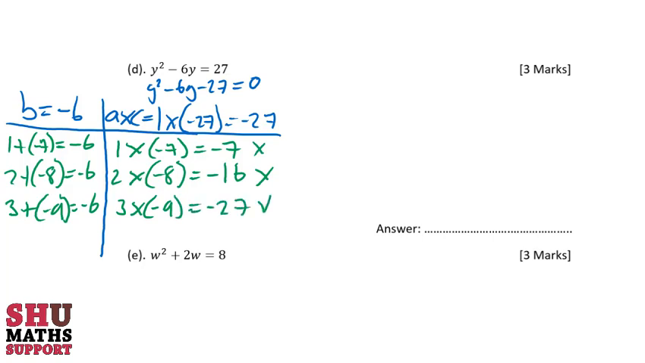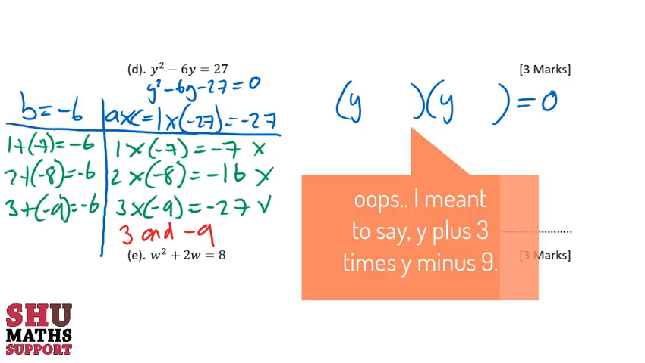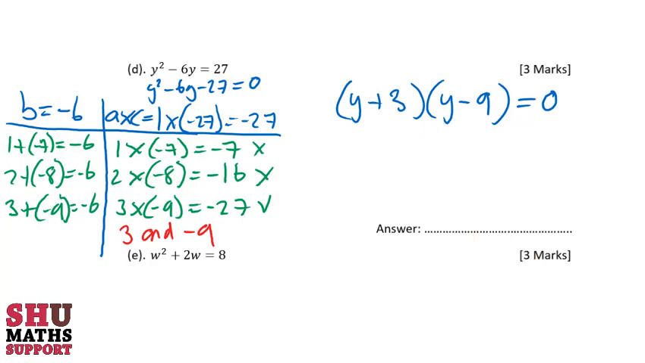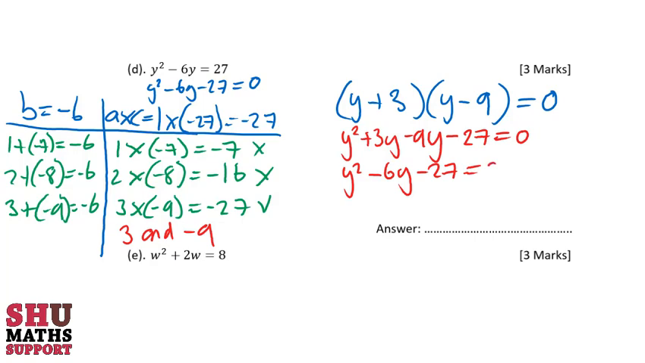Now we set up our double brackets. A is equal to 1 in this example, so we don't need to worry about placing anything outside the brackets. We'll just have y plus 3 and y minus 9 is equal to 0, and then we'll do a quick check to make sure that these are correct. We'll have y squared plus 3y minus 9y minus 27 is equal to 0, and this gives y squared minus 6y minus 27 is equal to 0, and this is the same as the equation after we subtracted 27 from both sides, so we know that our factorisation is correct. So we just have to state that y is equal to minus 3 or y is equal to 9.